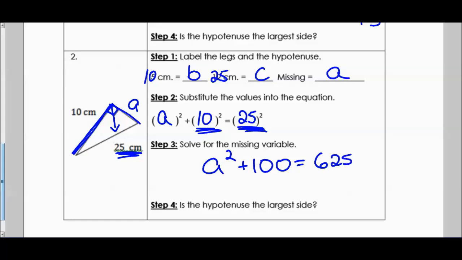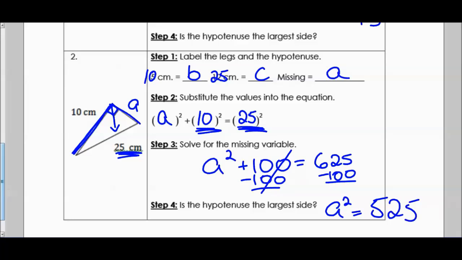That's 25 squared. Now we're trying to undo the operations that are happening to A. We're trying to solve that equation. So we need to work order of operations backwards. We're going to cancel out this plus 100 first by subtracting 100. That cancels out the plus 100, and A squared is 525. So this is almost done. We have to cancel out this squared by doing the opposite of that, so we square root both sides. That's just going to cancel, and we're going to do the square root of 525. That tells us that A is about 22.9 centimeters.